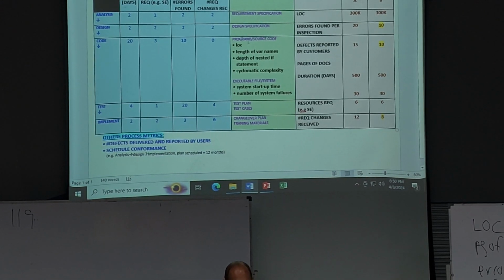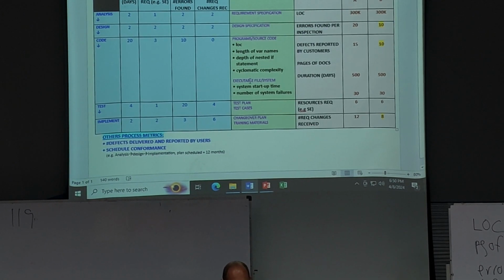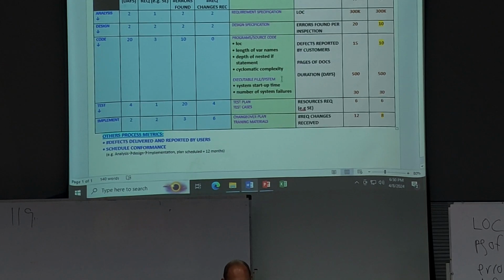Programs or source code, these are the things that you can measure. For executable file or system, these are the two things you can measure. For project, you can measure this. When you measure, you may have this number.